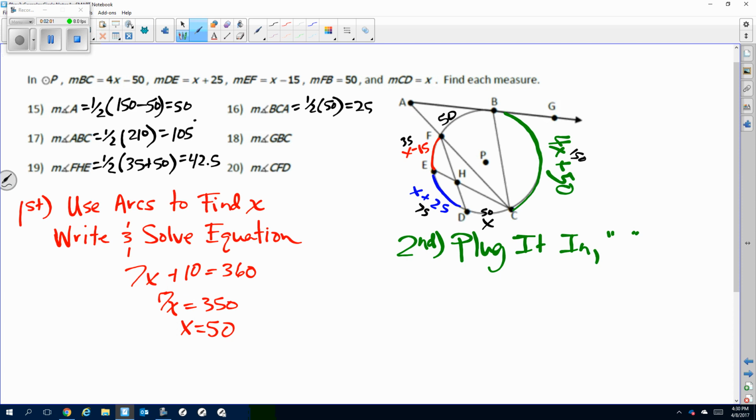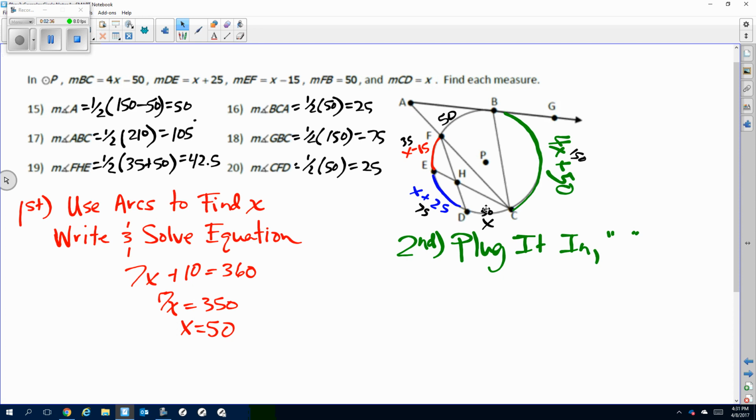And the measure of angle GBC. GBC is also an inscribed angle. The vertex is on the circle, so it's half of the intercepted arc, which is 150. So we have 75. And then the measure of angle CFD, inscribed angle again, half the intercepted arc, that was the other 50, which is 25. So you've got to use your rules, recognize what type of angle you're dealing with. The key is to write that equation, plug it in, and then use your arc measures to problem solve.